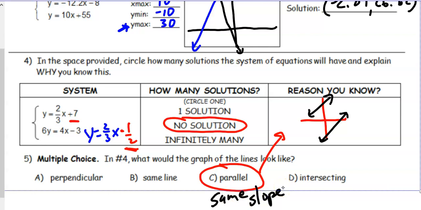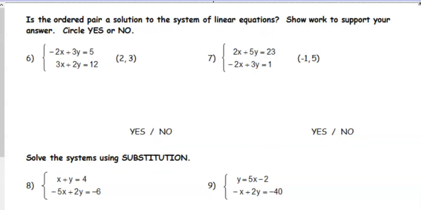Okay, but it's not the same line because they have different y-intercepts. All right, so let's try our next method of graphing here. But before we even do that, let's talk about solutions. Is the ordered pair a solution to the system?